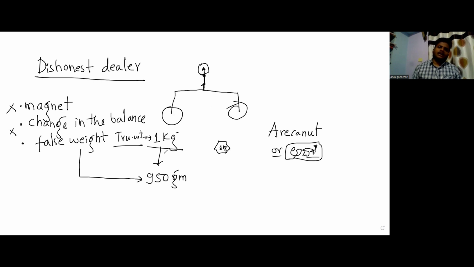Now remember, I am an arecanut farmer. And I'm selling my goods at cost price itself. Matlab the price at which I bought articles, I'm selling it at that price itself. But I'm using false weight. Will I be able to gain profit, or am I making a loss here, or no profit, no loss? Profit, sir. Profit. Yes or no? Why am I making profit here?